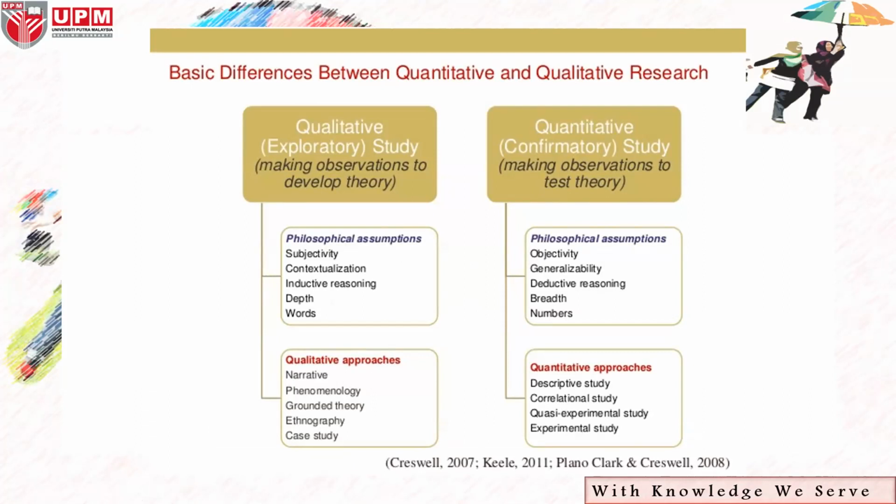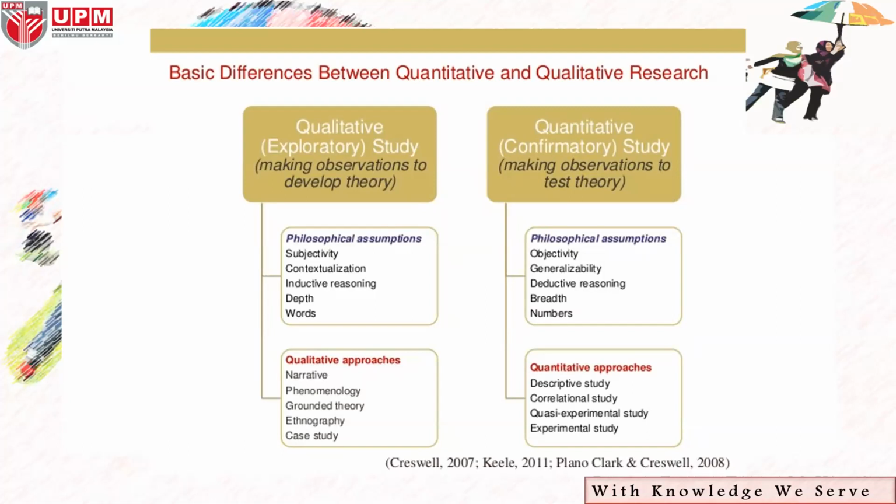So qualitative is more on exploratory study in which we make observations to develop theory. The purpose is to develop a new understanding of the area, because there is limited understanding of that particular group in the literature. Okay, so these are the philosophical assumptions, which is subjectivity. The finding can be subjective, and the finding can depend on the context, contextualization. And then we use the inductive reasoning approach. Okay, and in-depth. And then the data are in wording form.